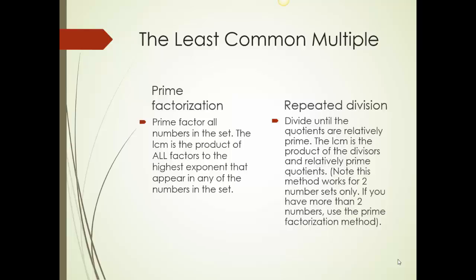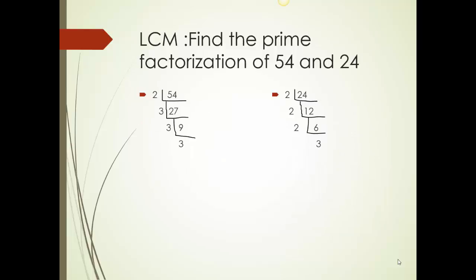For prime factorization this time, we will prime factor just like we did for the GCD, but the LCM will be the product of all factors to the highest exponent that they appear in either of the numbers in the set. Repeated division, we will also do like we did before, where we'll divide until the quotients are relatively prime. But this time, the LCM is the product of the divisors and the relatively prime quotient. So you're going to go all the way around when you're done. Repeated division only works if you have 2 numbers, not more than 2, but I really stick to 2 numbers for us anyway.